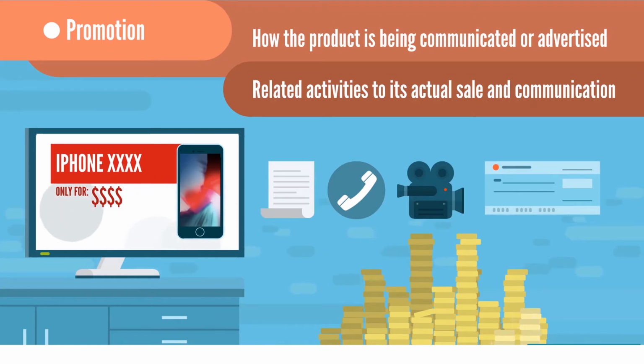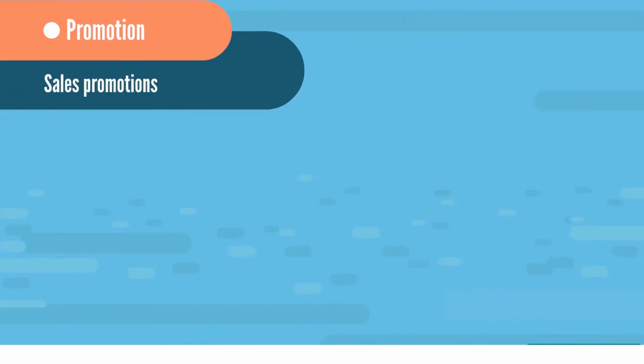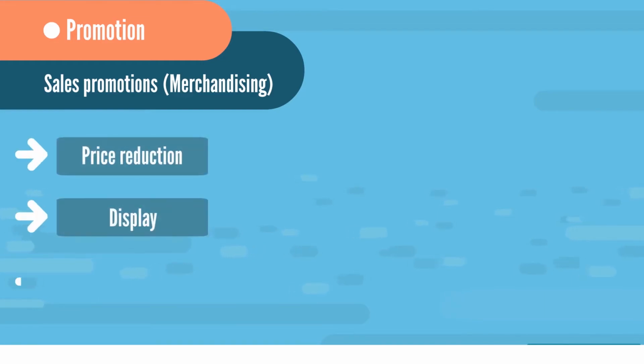Okay, now most of the promotions are actually sales promotions, known as merchandising. There are three types of merchandising: price reduction, display, and feature. Price reduction is the simplest to grasp because we notice it every day.